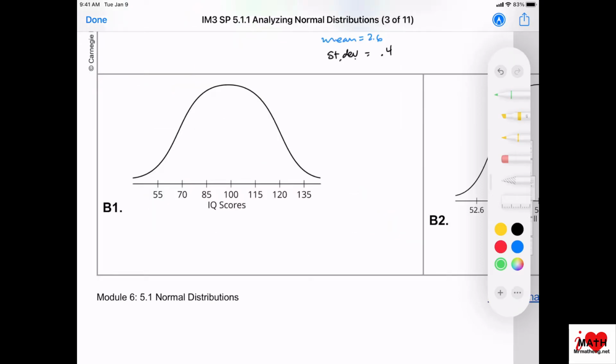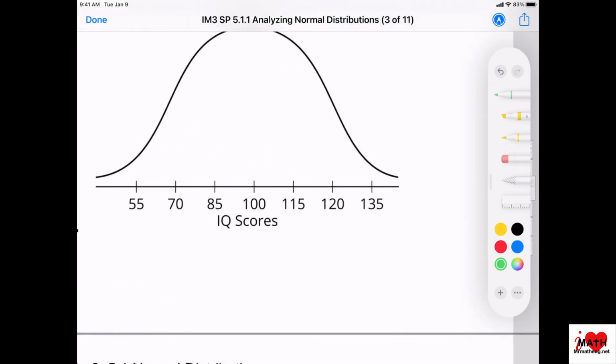Example B1, we have a normal distribution, normal graph here. And in the middle, this is your mean. Your mean is 100, a score of 100 on an IQ test, intelligence quotient test. And again, the standard deviation, all I have to do is do a subtraction. Now, you can do this either way. I'm going to show you this.